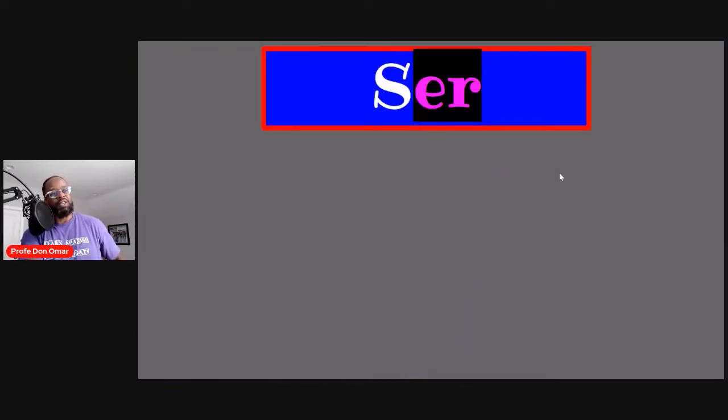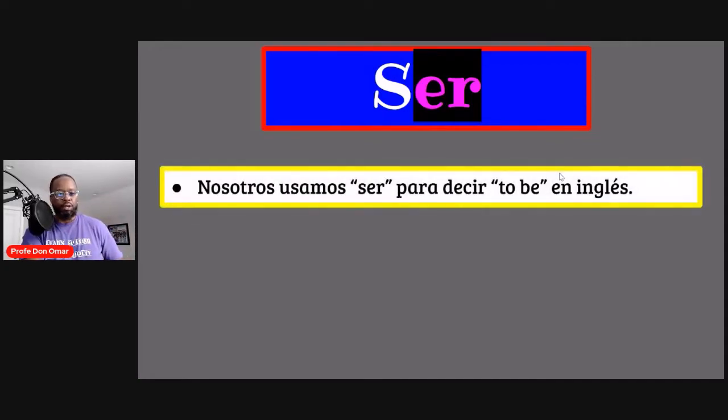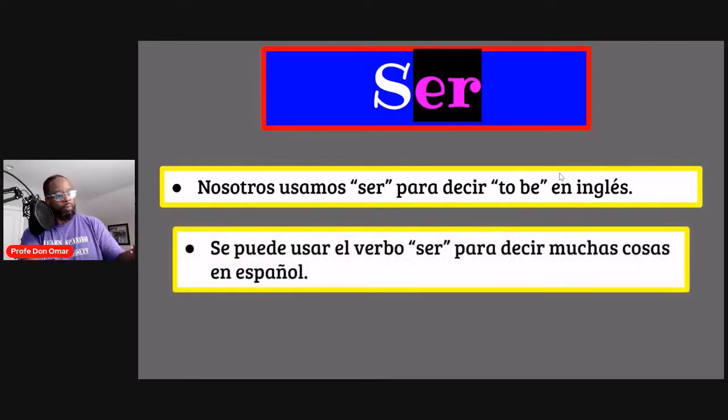First and foremost, damas y caballeros, aquí tenemos la razón, el significado. We've got the reason for the verb ser, right? Nosotros usamos ser para decir to be in inglés. We use the verb ser to mean or to say to be in English. We're going to learn the reasons behind this one as well. We also use the verb ser to talk about a lot of different things in Spanish.